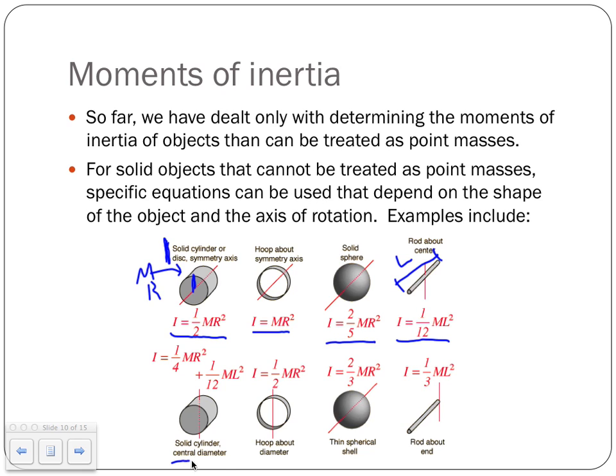If you had a solid cylinder that's rotated about its central diameter, not about the symmetric axis like this one was, then it's a little more complex: 1/4 mr squared plus 1/12 ml squared, where r is the radius right there, and L is the length of the cylinder. And then you can see the rest of them here. A thin spherical shell, 2/3 mr squared. A rod rotated about its end, 1/3 ml squared. And so it works similarly here. You just have to look these up, or in most cases when we do problems, I'll give you these values. But until you learn how to solve for these, if you take a college physics class later on, you're basically just going to look them up for the particular object that's there.